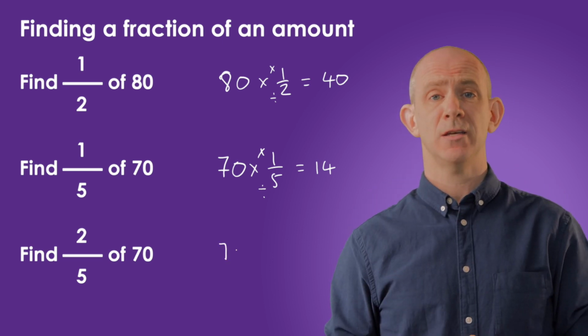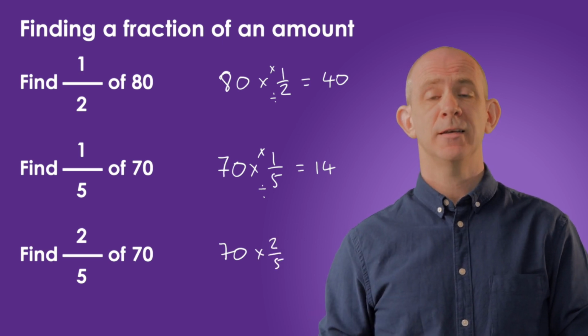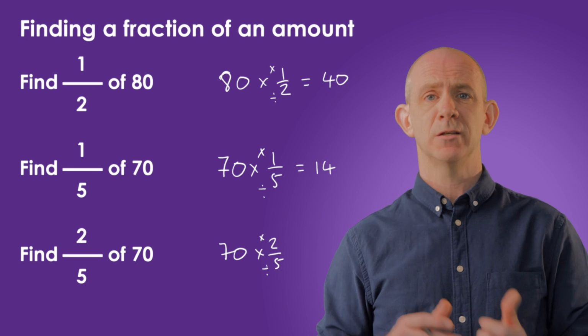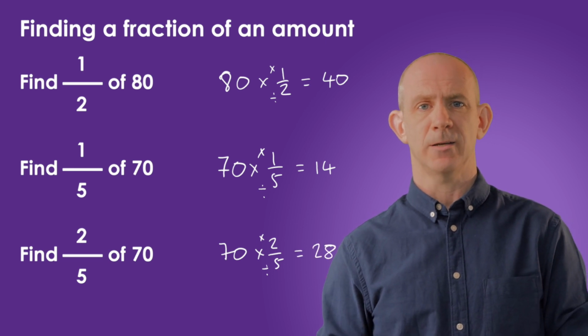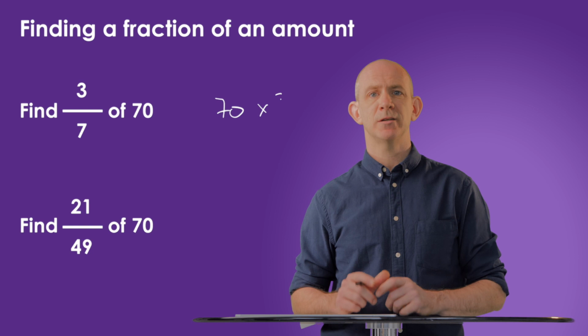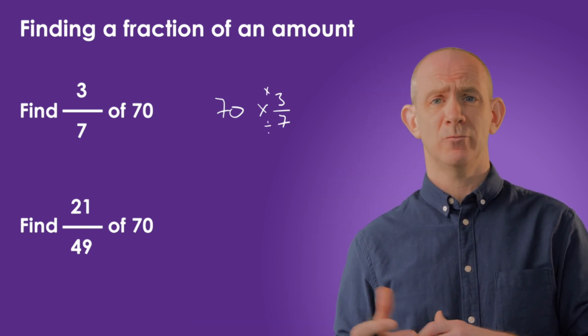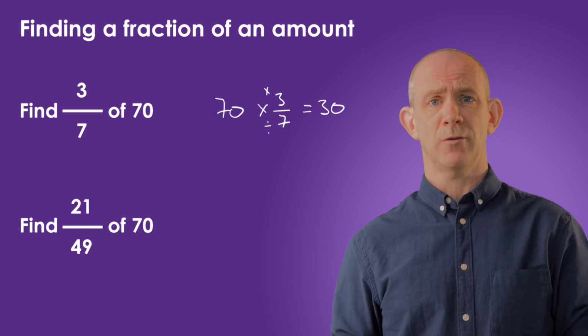So here you have 70 times 2 over 5. 70 divided by the bottom number, remember, divided by 5 will give you 14, times by 2 will give you an amount of 28. If we looked at finding 3/7 of 70, 70 divided by 7 will give you 10, times by the 3 would give you 30.